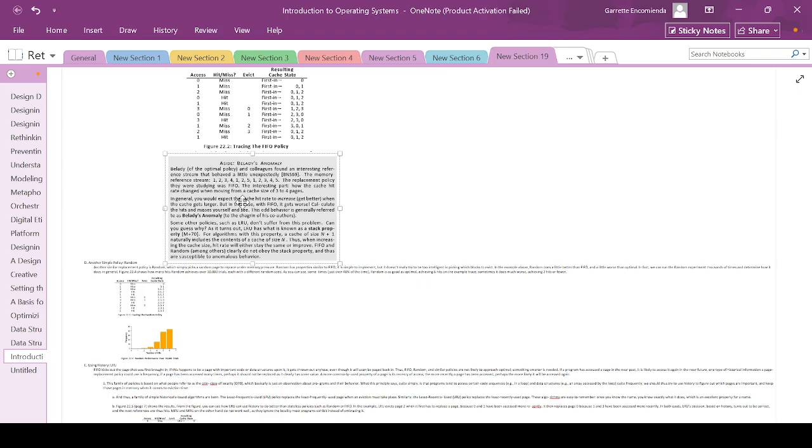Aside: Belady's anomaly. Belady, of the optimal policy, and colleagues found an interesting reference stream that behaves a little unexpectedly. The memory reference stream is 1, 2, 3, 4, 1, 2, 5, 1, 2, 3, 4, 5. The replacement policy they were studying was FIFO. The interesting part is how the cache hit rate changes when moving from a cache size of 3 to 4 pages.